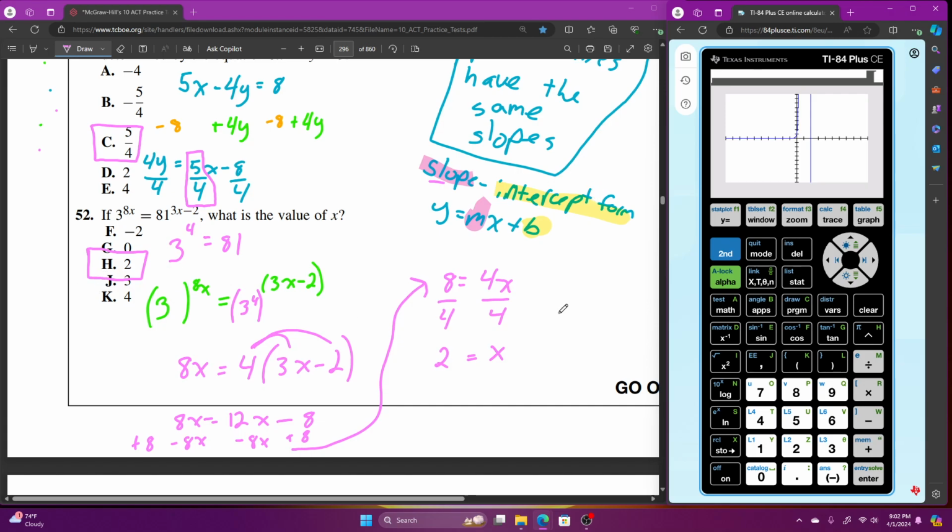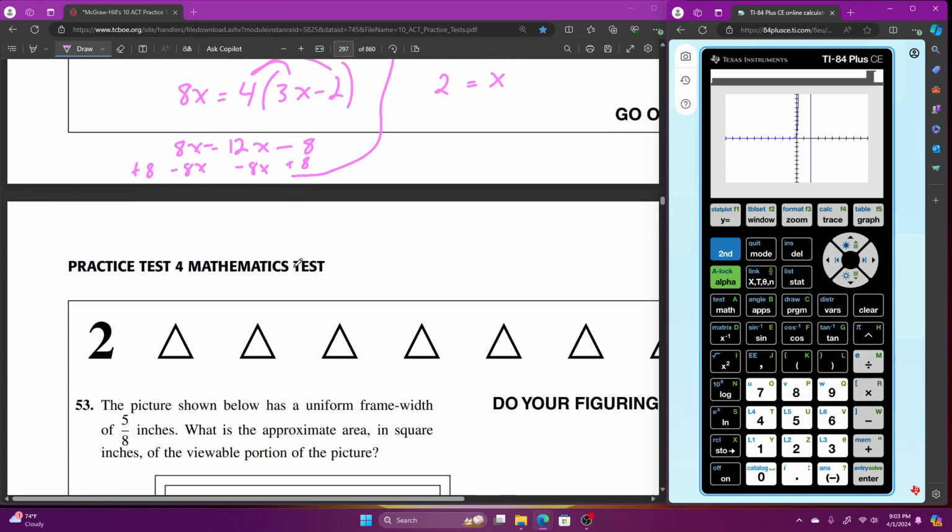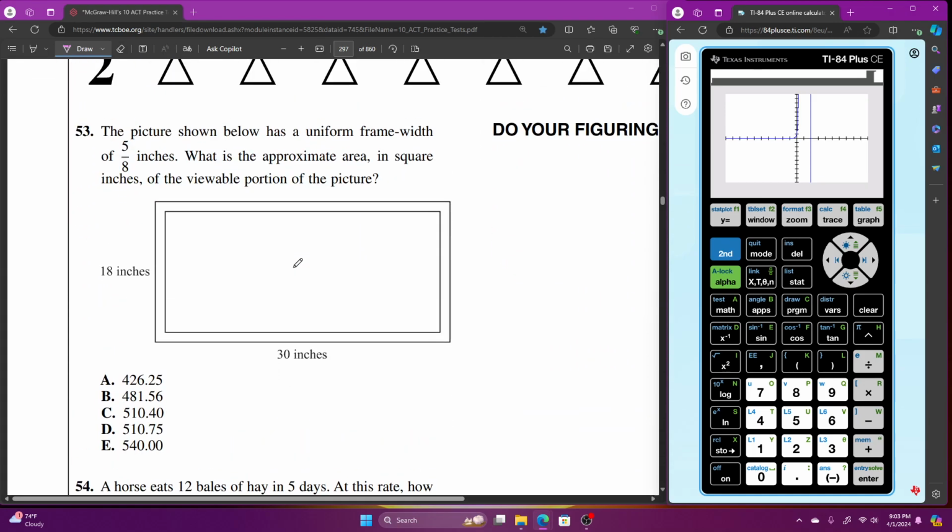So even if you can take your equation, play around with it, look and see what the graph is, you might be able to find the answer that way as well. Okay, let's continue. I want to finish this up.